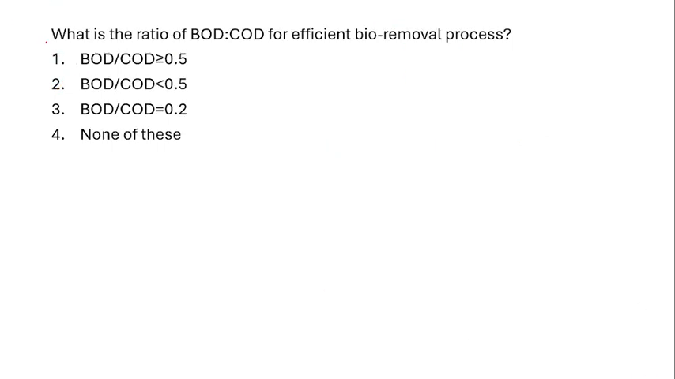Now the next question is, what is the ratio of BOD to COD for an efficient bioremoval process? Why are BOD and COD very important? We already know the significant difference between BOD and COD. BOD uses biological material like microorganisms to reduce the organic content, so it is called biological oxygen demand. And COD uses chemicals like potassium dichromate to oxidize the organic content in the water, which is degraded to simpler forms of carbon. So this is the major difference.